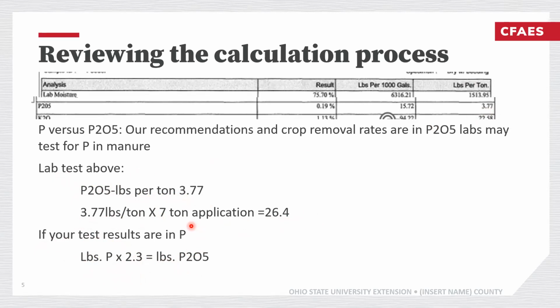What happens though when your results are in P or in straight phosphorus? It doesn't happen often, but there are a few labs that may report it that way. You can do that calculation yourself. So pounds of P, you take that times 2.3 to get that pounds of P2O5 to be able to utilize the tri-state crop removal as part of your calculations.